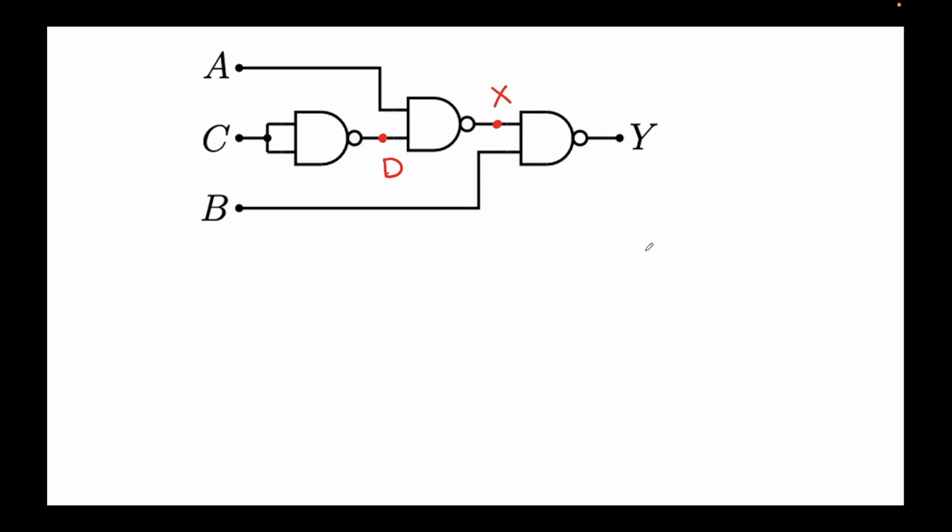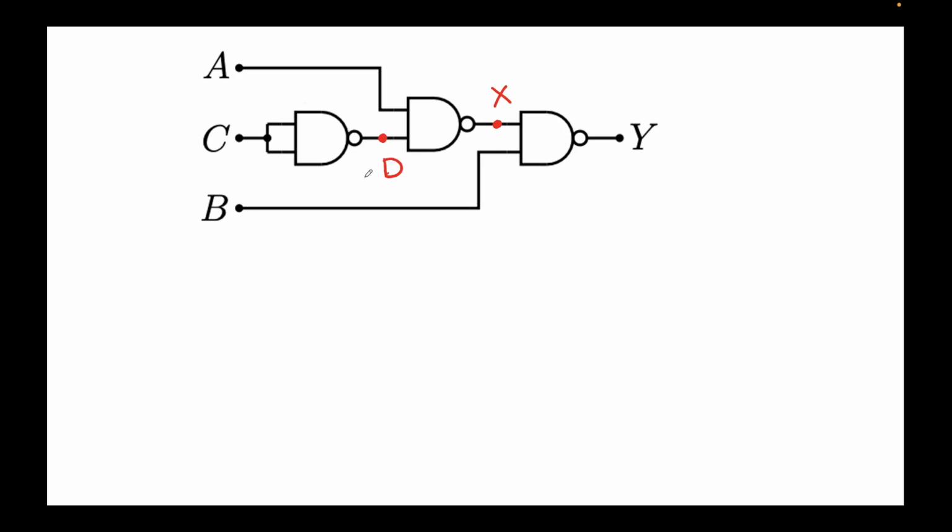So this is the problem that is given to us, and I have just denoted two nodes, D here and X here. So let's try to find the value of Y first. You can take two approaches. Either you can go from input to output side, or from output to input side. It's advisable that you go from input to output, because if something breaks in between, you will know.